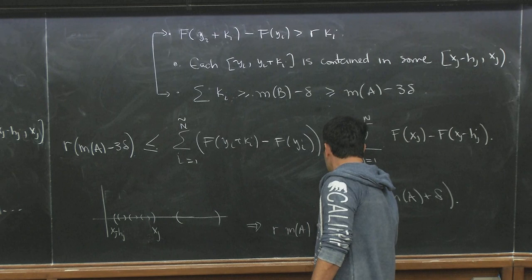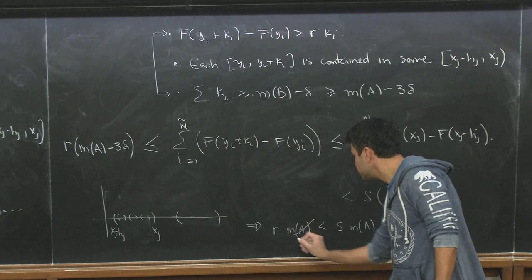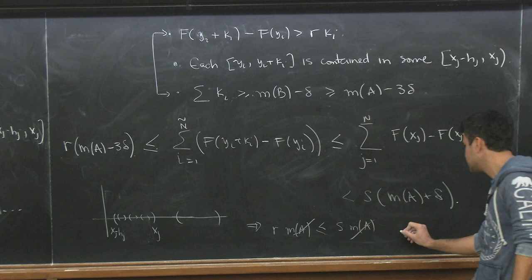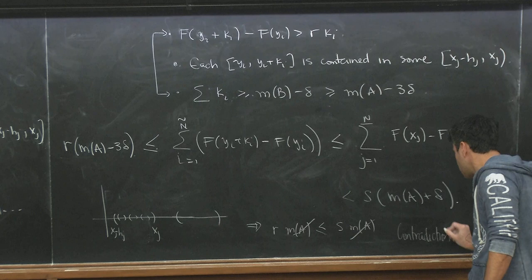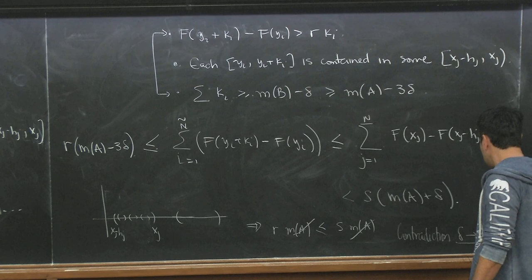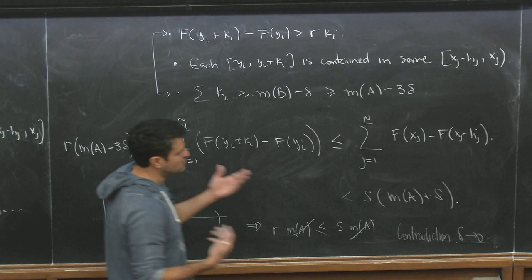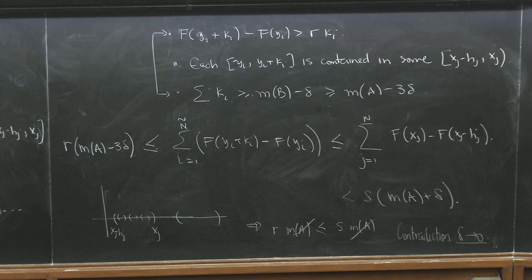If the measure of A were bigger than 0, this would imply that R is less than or equal to S, okay? Which is a contradiction because R is bigger than S. So this is a contradiction when you send your delta to 0. Okay. So this is how you prove it. You have to really use the two sides of your Vitali covering to prove this thing. So we actually proved with this step 2 that, well, we chose a pair of Dini numbers, but the argument for the other pairs is the same.